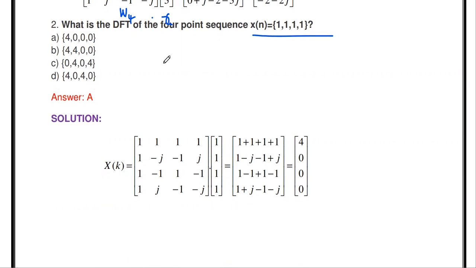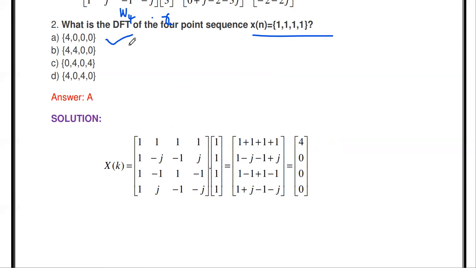Okay. So similar to the previous problem, the same thing. The 4-point DFT answer is calculated by the 4-point twiddle factor multiplied with our given X of n. So you just write this 4-point twiddle factor matrix with this X of n. The first row multiplied with this element, we will get the answer 4. Similarly, the second row multiplied with this element, we will get 0. Similarly, the third row, again 0. The fourth answer is also 0. So the answer for this sequence of 4 ones is 4, 0, 0, 0.